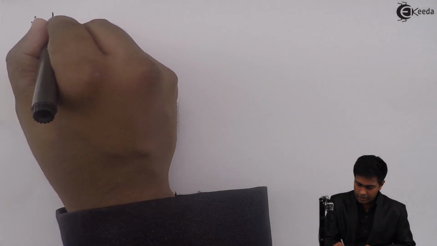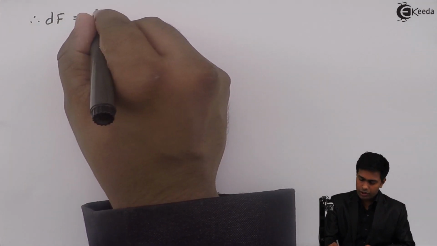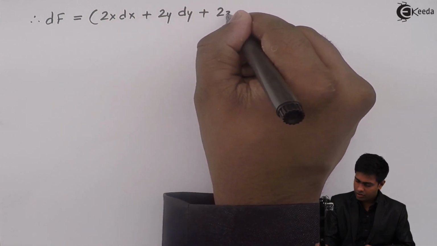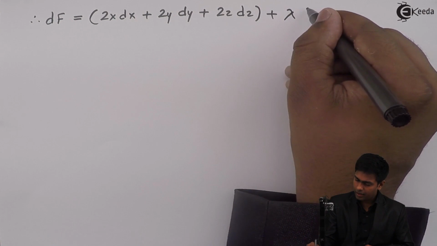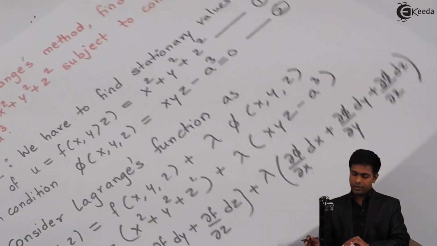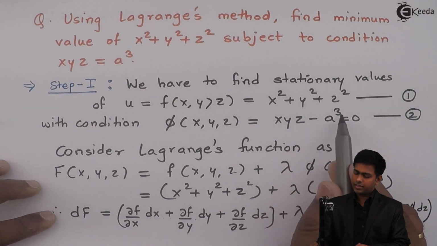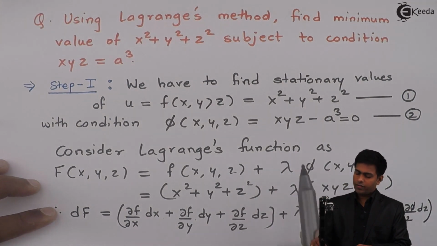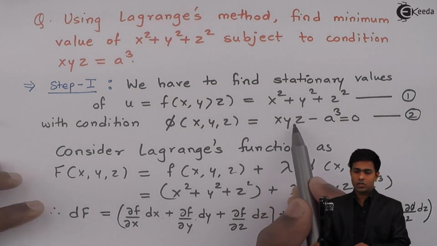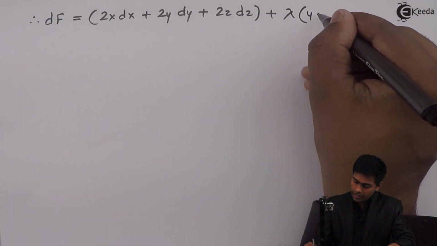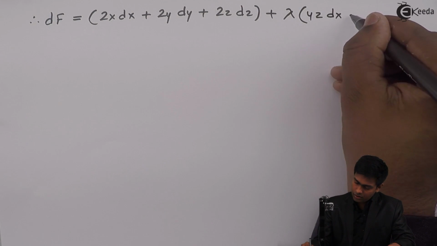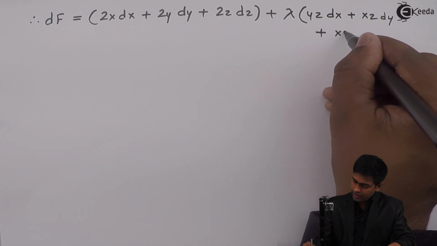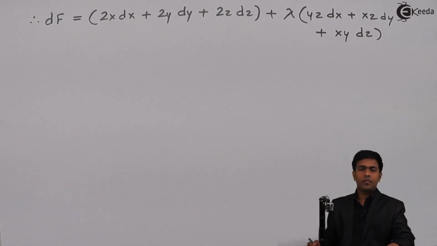So therefore we'll say dF is equal to 2x dx plus 2y dy plus 2z dz plus lambda, and the value of phi is xyz minus a cubed. So dou phi by dou x will become yz, dou phi by dou y will become xz, and dou phi by dou z will become xy. So we'll get yz into dx plus xz into dy plus xy into dz.